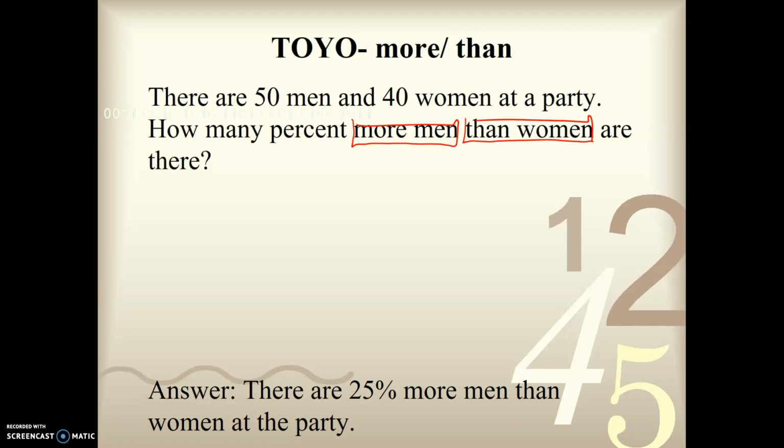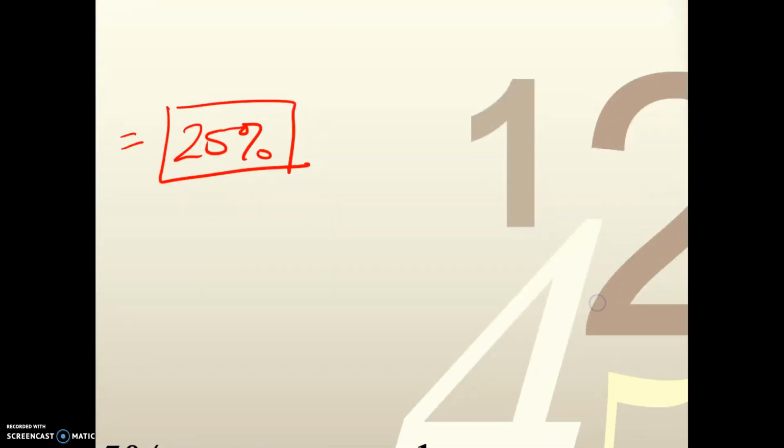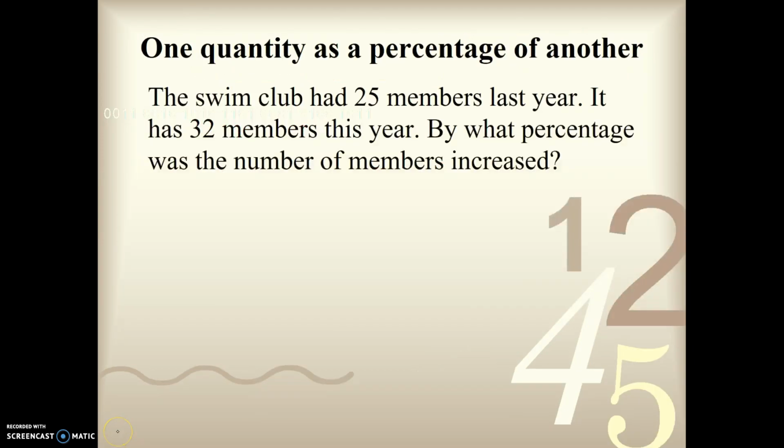Hopefully you ended up with an answer that looked like this, that there are 25% more men than women at the party. You had to find the difference between men and women and put that on the top, which is 50 minus 40, so 10. So 10, and then you put that over women. And then if you were to convert that to a percentage, you got 25%. Whoops. All right, let's try another one.